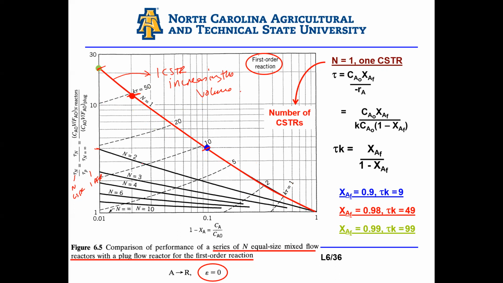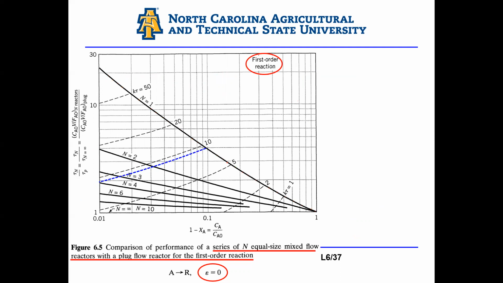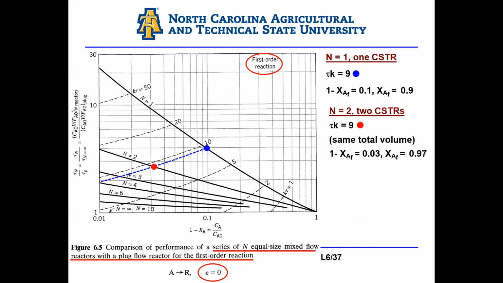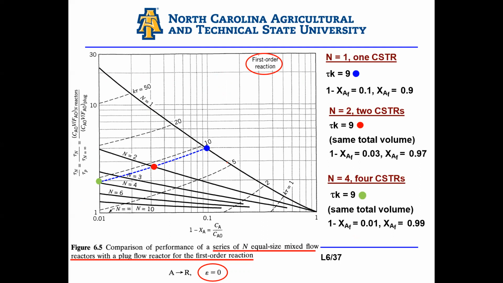And these dashed lines are tau k, so these are basically the volume of a CSTR, okay? Alternatively, what we're trying to introduce is the idea that instead of using one CSTR and just making it bigger to try to achieve a higher conversion, you can just put CSTRs in series, okay? So if I look at the dots here, for one CSTR, the ratio of volumes will be 9 to achieve a conversion of 0.9, right?